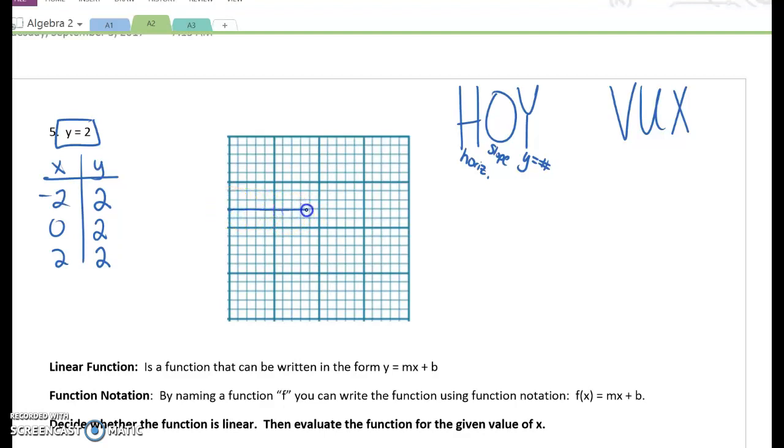So all of these points lie on a horizontal line that crosses at 2 on the y-axis. Every single point on that line has a y value of 2. If we looked at, let's say, x equals 4. Vux is for vertical lines. X equals a number gives you a vertical line with undefined slope. So if we do x equals 4, that would be this vertical line that I'm drawing in purple.